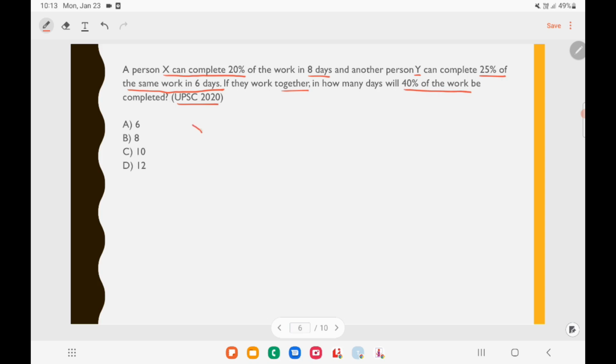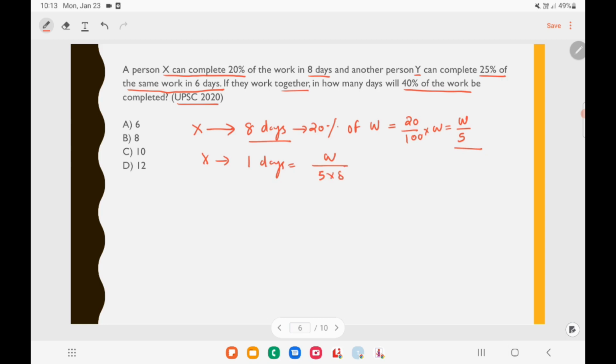Here it says that person X in 8 days will complete 20% of the work. So let us assume work is equal to W. 20% of W is 20 by 100 into W, so we will get W by 5. So the same person X in 8 days will do W by 5 work. So in one day he can do W by 5 into 8, which is equal to W by 40 work.